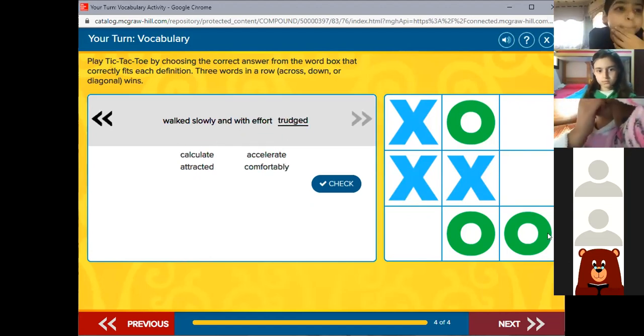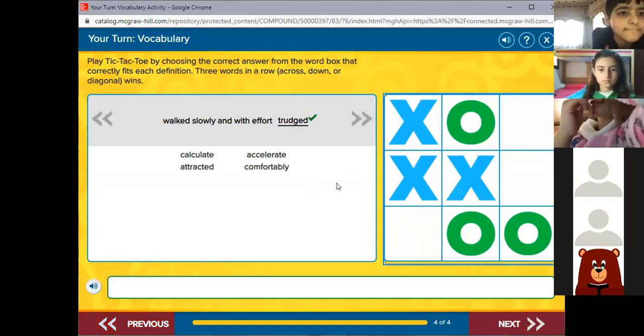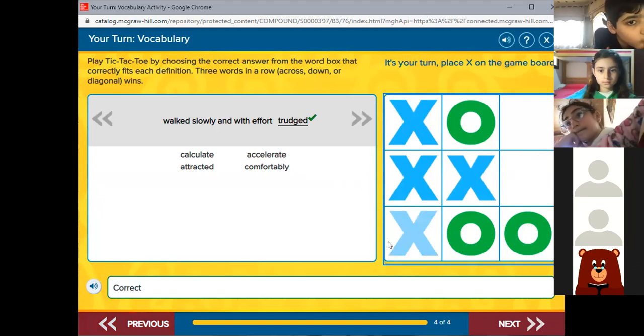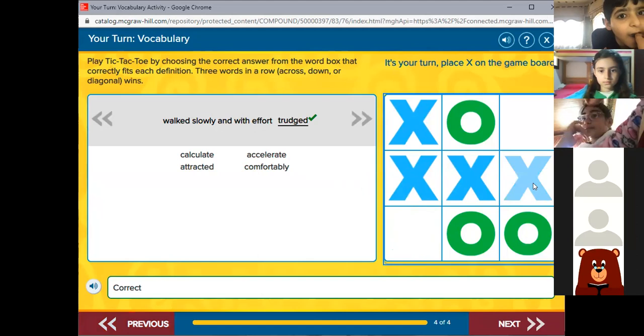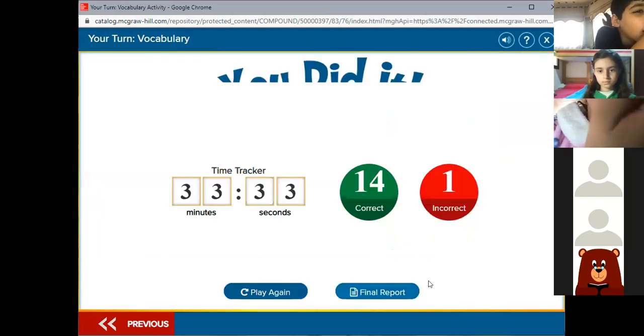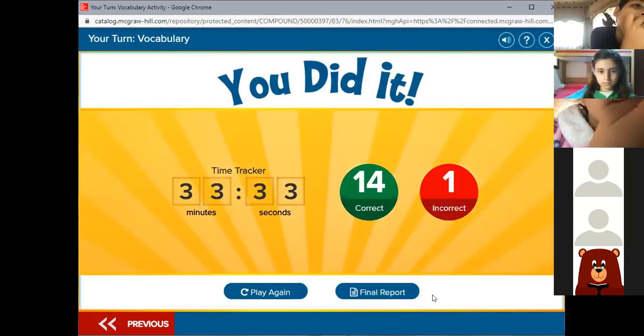Now, as you can see here, we have two ways to win. So we cannot escape the winning. So where do you want to put the X? Here you can win and here you can win. Here? Okay. Yes. You won, Rida. Let's do now finished. Let's now practice IXL. Ready?